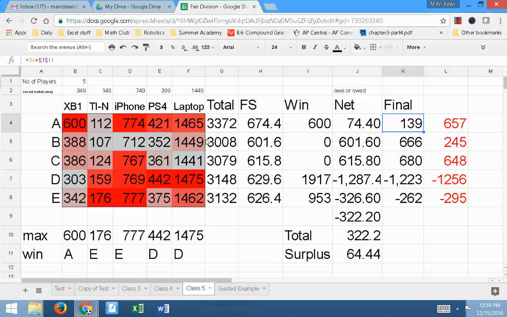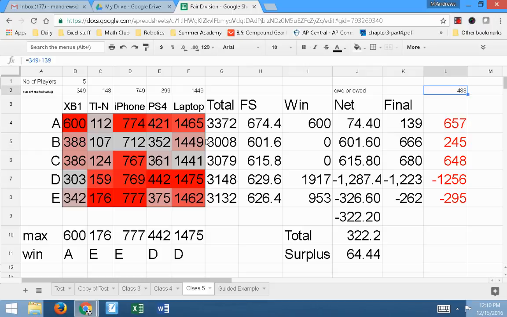But look at what I have now. I still get $139, but the price of the Xbox was about 349. So if I add these together, let's see, 349 plus 139, 488. Okay, I get $488 worth of stuff. I get a $350 Xbox One, and I get about $140 in cash.